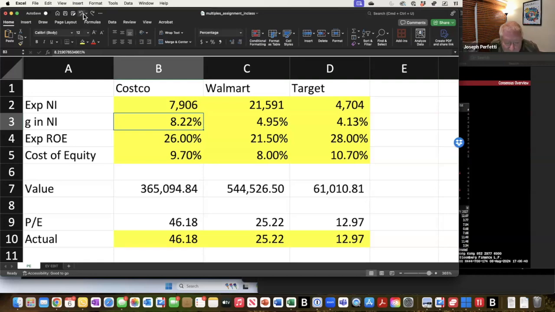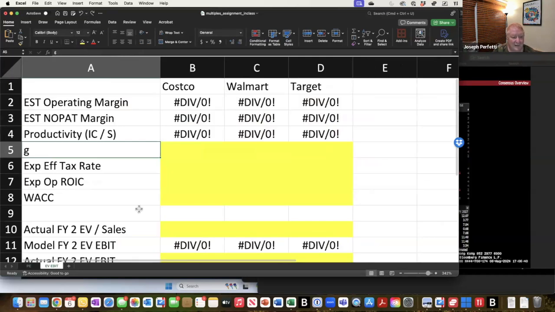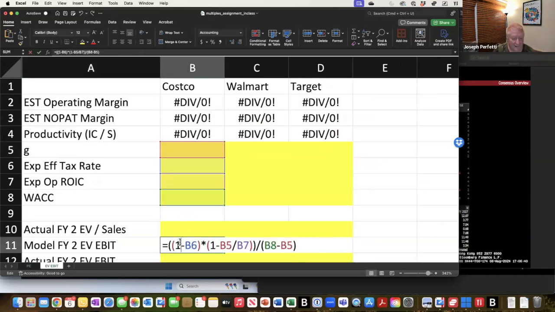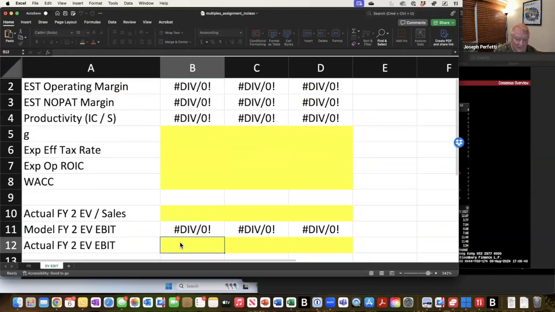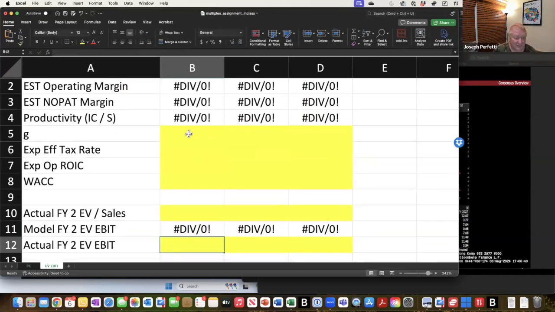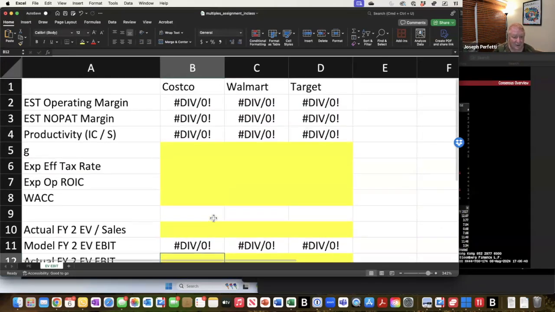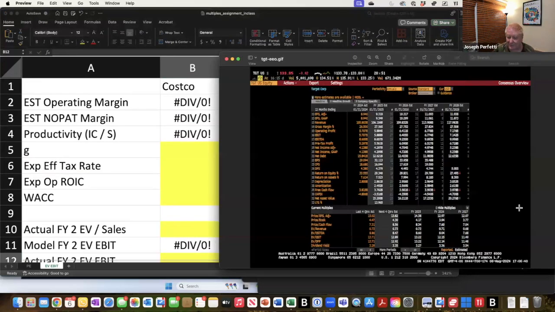All right, let's put together the enterprise value to EBIT multiples. So this down here is the EV to EBIT formula that was derived in the lecture notes from the book. These are the 4 things we need: G, tax rate, ROIC, WACC. And then these are the observed enterprise value multiples from the EEO. So since I'm on the EEO, I'm going to start with Costco's EV to revenue.